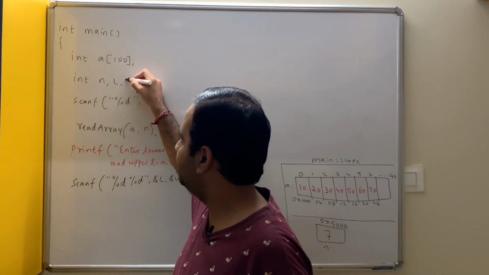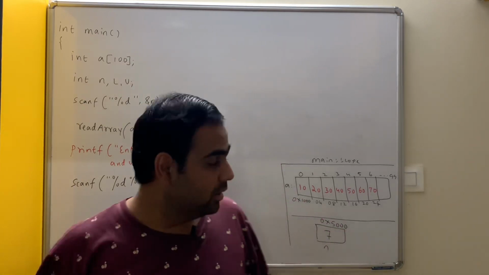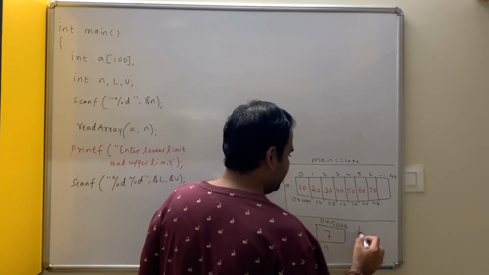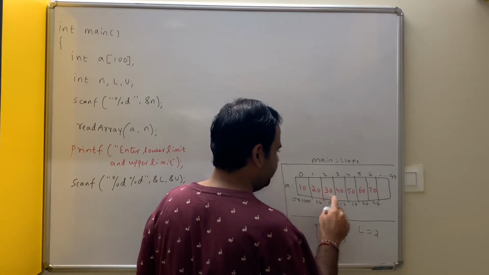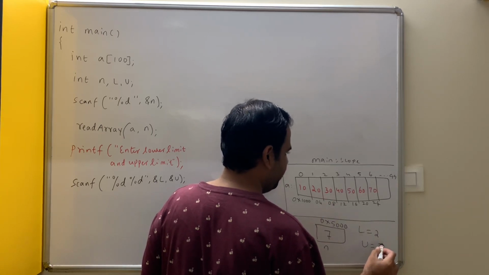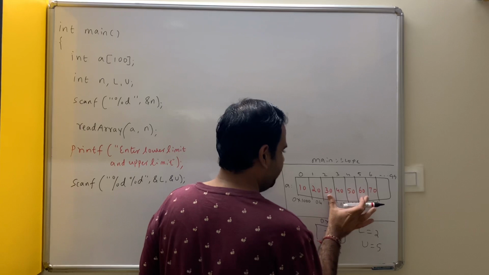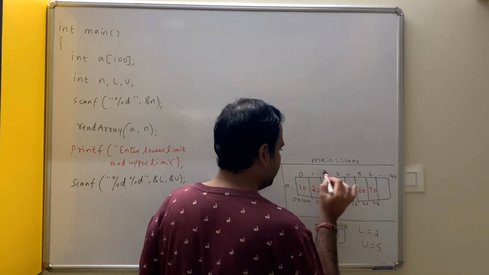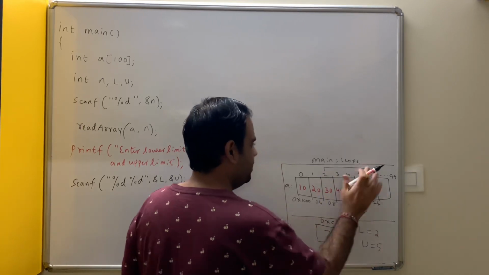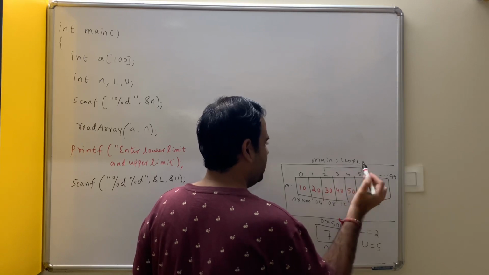And let's declare two variables. What are the two variables I needed? L and U. Assume that the value of L is 2, that is the lower limit, and assume that the upper limit value is 5. That means between 2 and 5 I need to reverse the array.